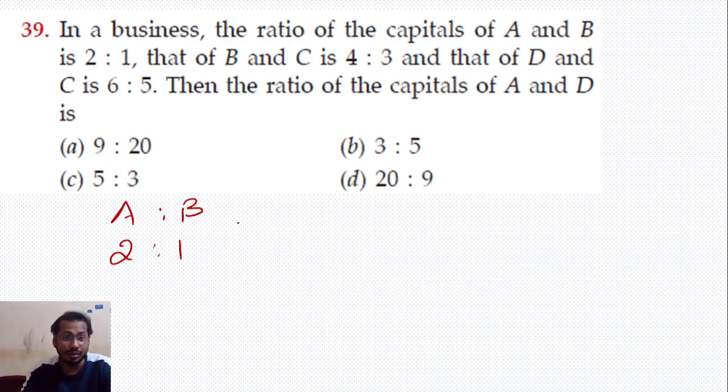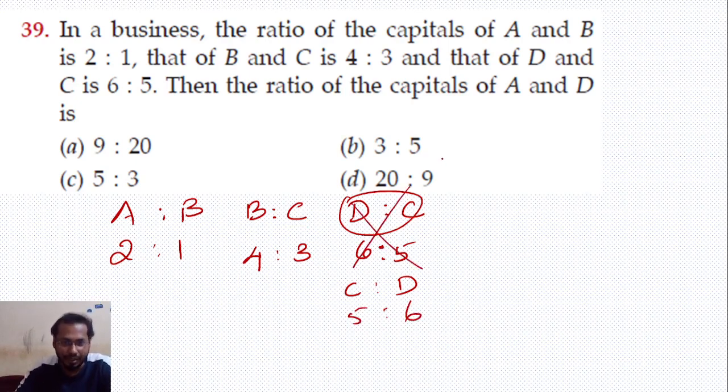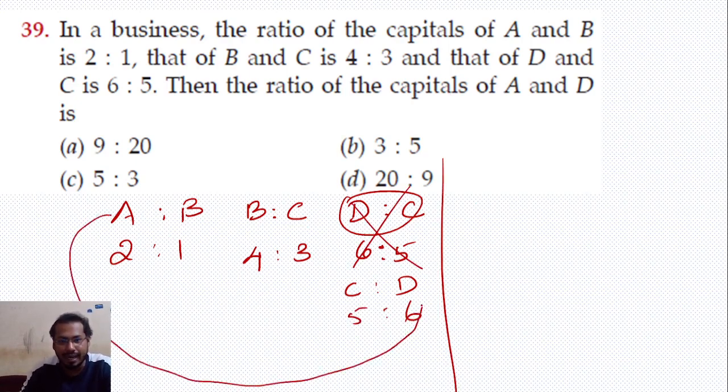Understanding the question is most important in first read itself. That's what is important. And B is to C is 4 is to 3, and D is to C is 6 is to 5. There's a small correction: AB, BC, CD, but here I had DC, so I can convert this into CD. CD means it will be 5 is to 6. So instead of this we can take this.